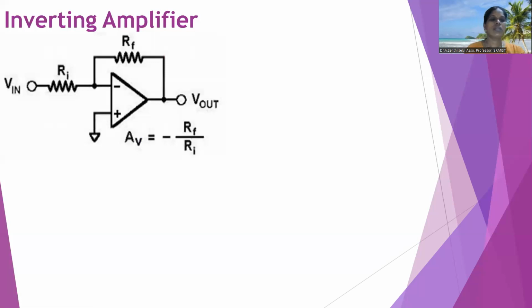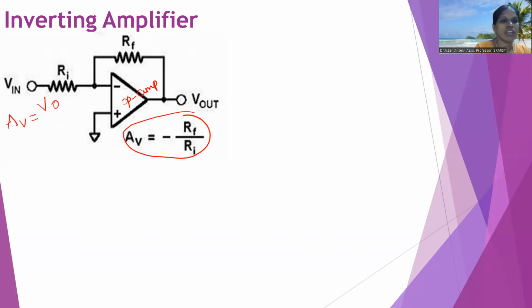This is the circuit diagram of the inverting amplifier using operational amplifier. See here, this is the operational amplifier. Now we will derive the gain equation for this inverting operational amplifier. We know the gain equation A_V equal to V out divided by V in, that is output voltage divided by input voltage.